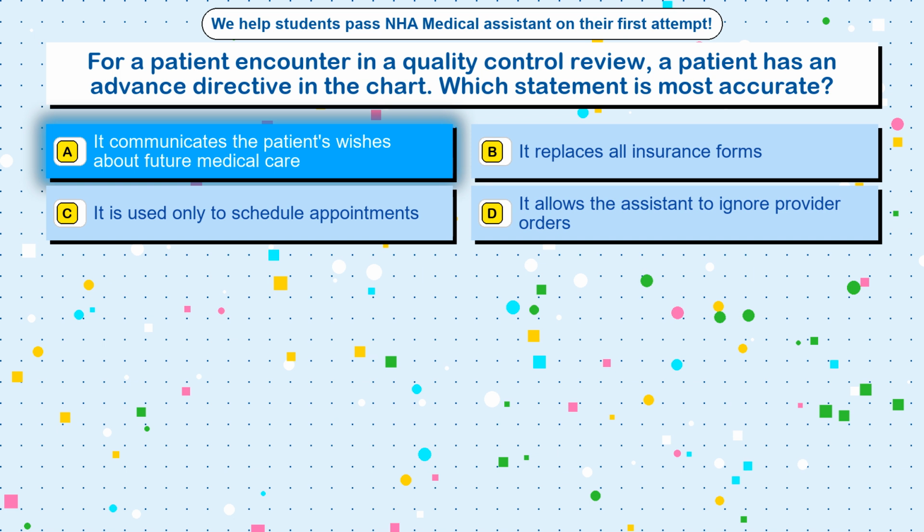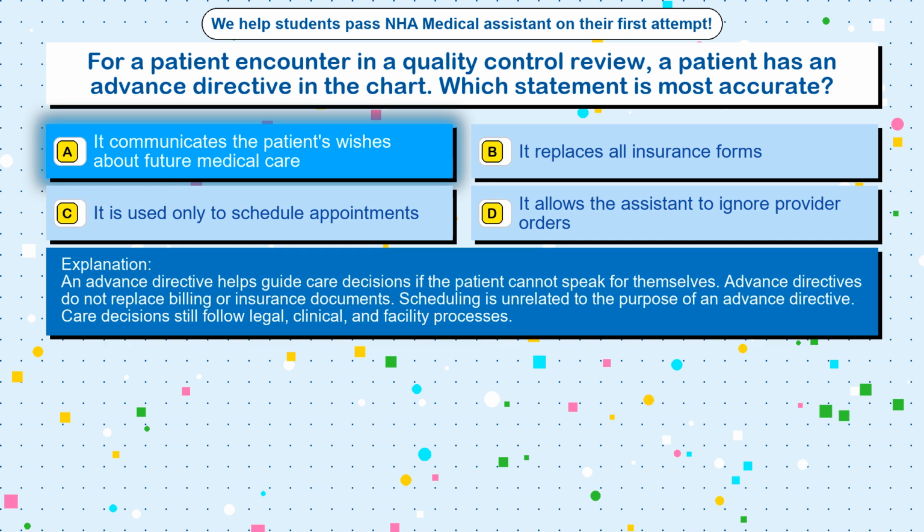It communicates the patient's wishes about future medical care. An advance directive helps guide care decisions if the patient cannot speak for themselves. Advance directives do not replace billing or insurance documents. Scheduling is unrelated to the purpose of an advance directive. Care decisions still follow legal, clinical, and facility processes.